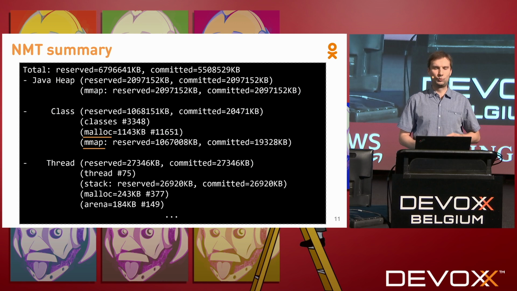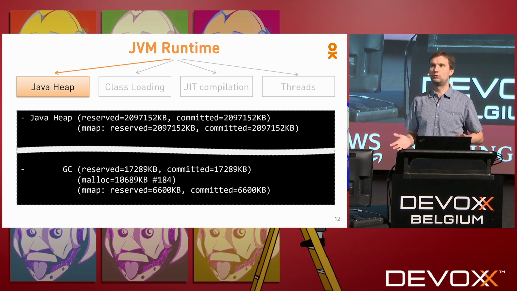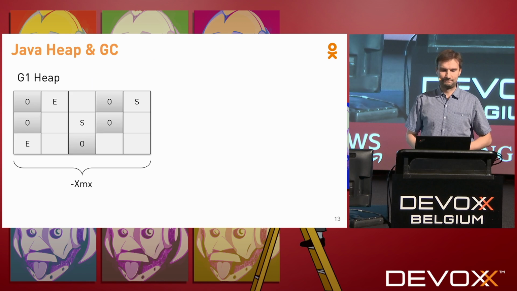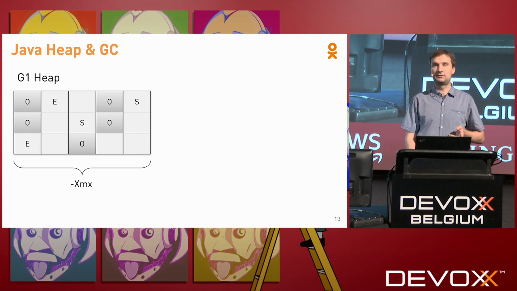Let's go through the report in detail. So the most obvious part is Java heap. It's obviously where the Java objects stay. However, in addition to Java heap, there is another section called GC. Why is it here? Let's consider G1, for example. So the Java heap is broken down into regions. Some belong to old generation, some to Eden, survivor space, doesn't matter. The total sum of all regions is limited by the Xmx value.